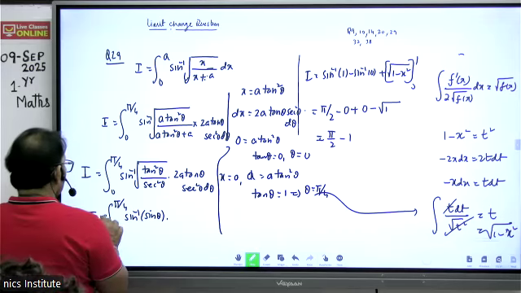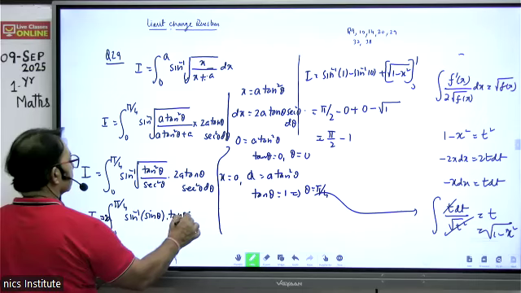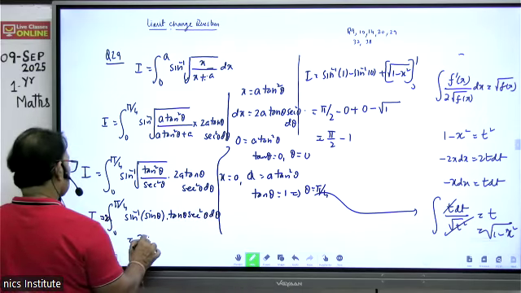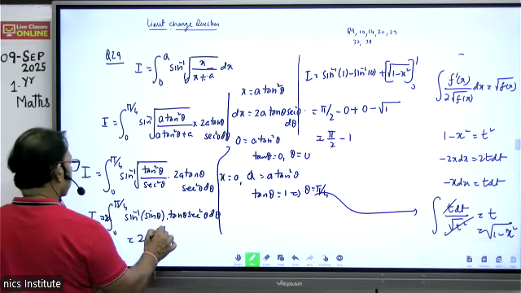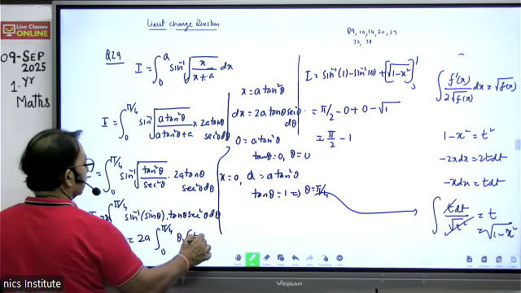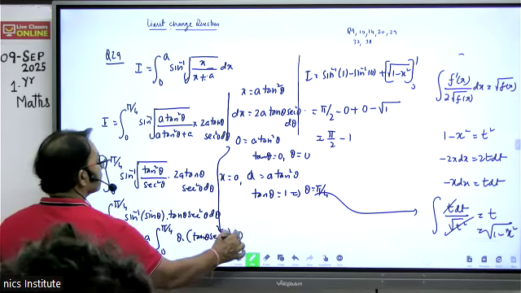Two a you can take out of the integral. Theta tan theta sec square theta d theta. So now you have this integral: theta times tan theta sec square theta. How to integrate this?